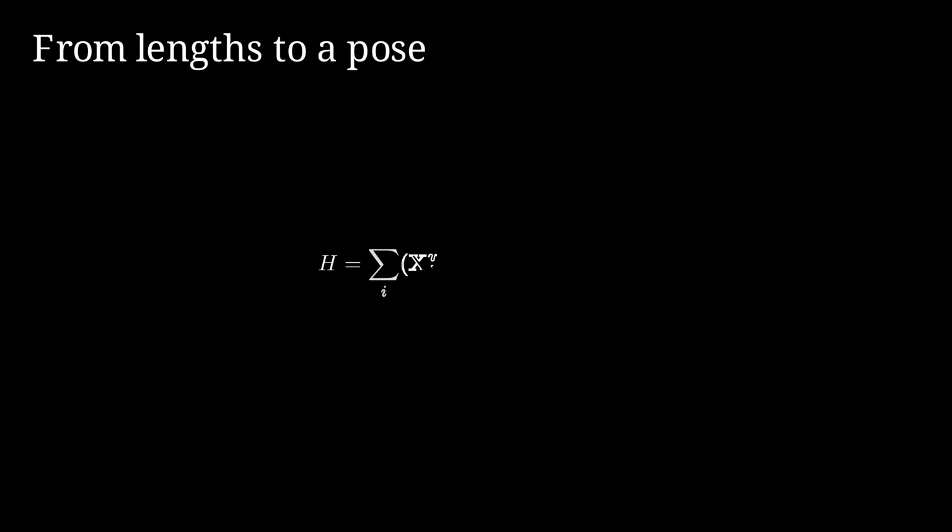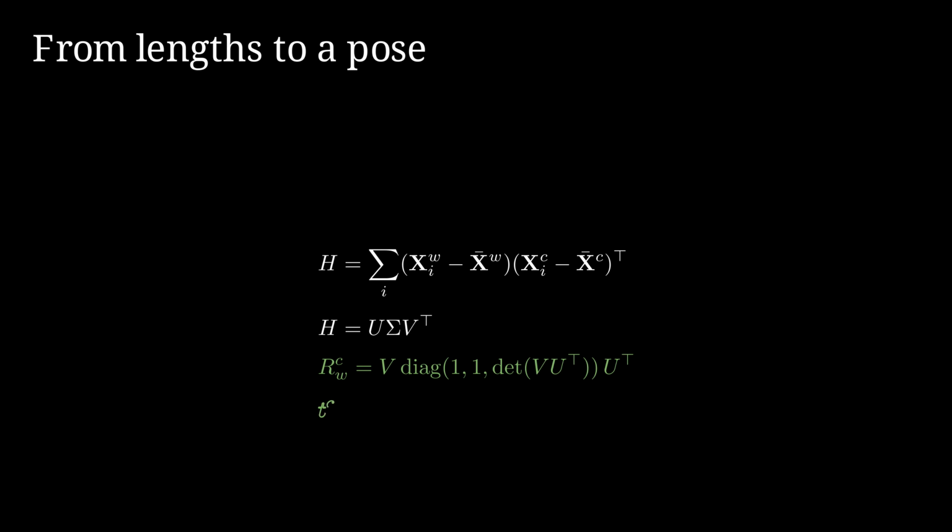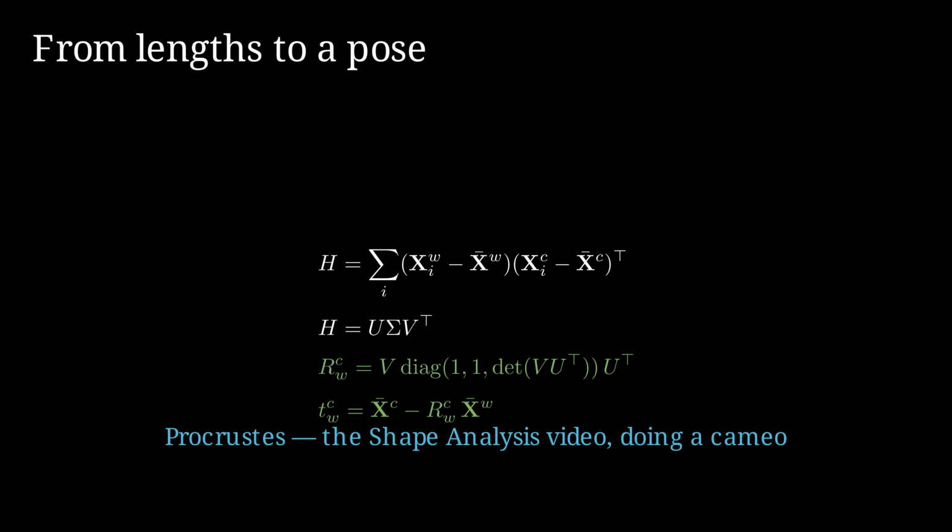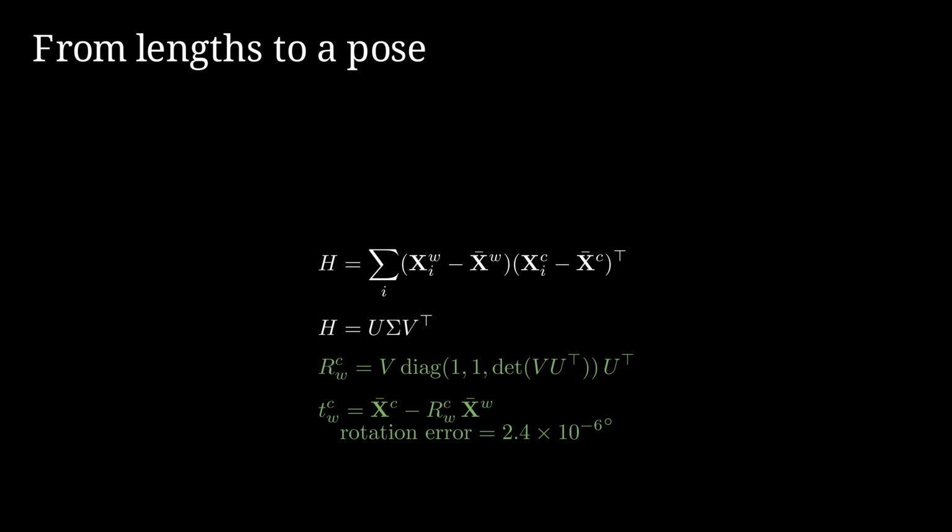And translating between 2 3D languages is a solved problem, absolute orientation. Subtract each cloud centroid, build the 3x3 covariance between them, take its SVD, and the rotation drops out. The translation is whatever's left between the centroids. On this channel, that's an old friend. It's exactly the Procrustes alignment from the shape analysis video, doing a cameo. Run it here and the pose comes back to machine precision.